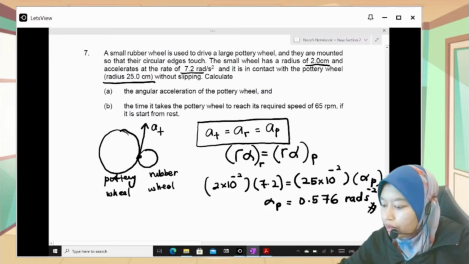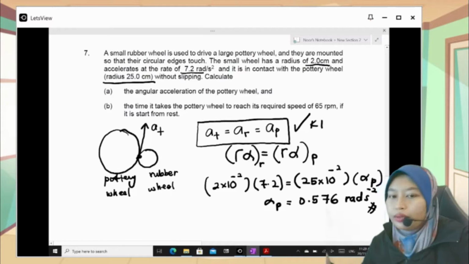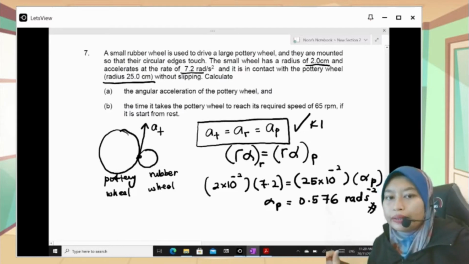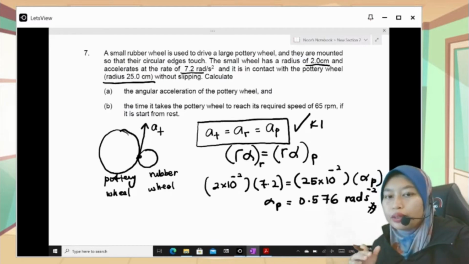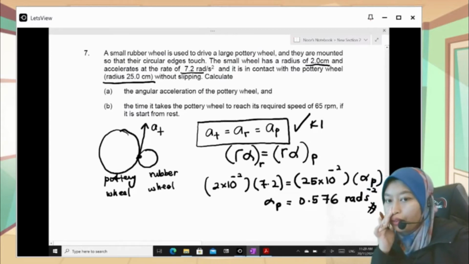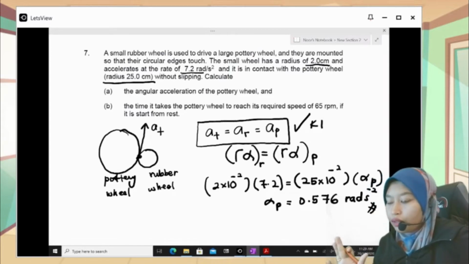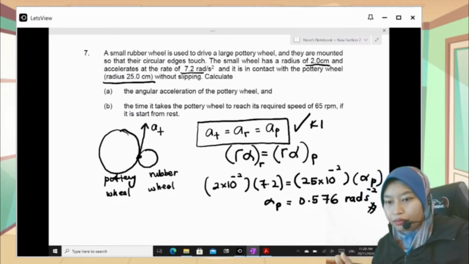The concept here is this one, 1 mark. The concept here is that tangential acceleration of both wheels is the same. And when we know the concept, we just substitute the formula of tangential acceleration for both wheels, R alpha, R alpha. Okay, so that's all for 7A.